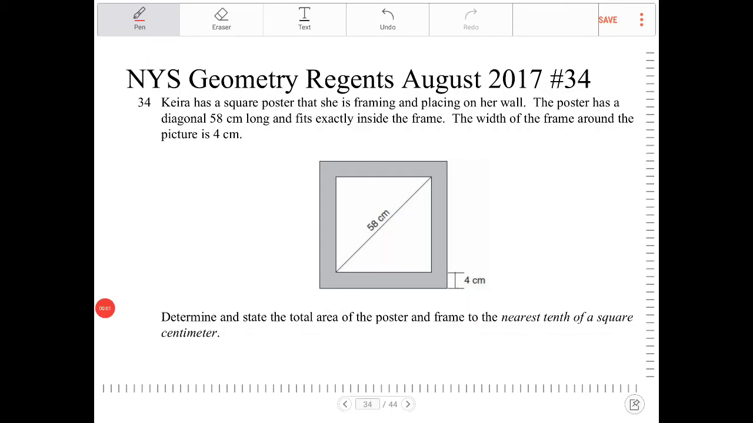Kira has a square poster that she is framing and placing on her wall. The poster has a diagonal 58 centimeters long and fits exactly inside the frame. The width of the frame around the poster is 4 centimeters.